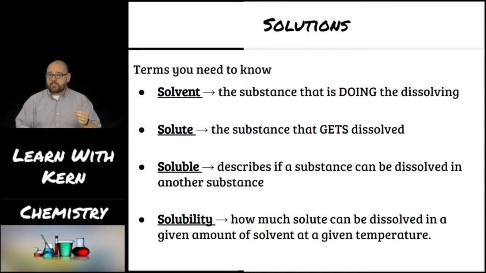So salt and sugar will both dissolve in water, but salt will dissolve a whole lot more. You can get a whole lot more salt to dissolve in water than you can sugar. So salt has a higher solubility than sugar does, because you can dissolve both of them. They're both soluble, but the solubility is all about how much can I dissolve. Some things you can dissolve a little bit and that's it. Some things you can dissolve a lot. All right, so that's what solubility is.